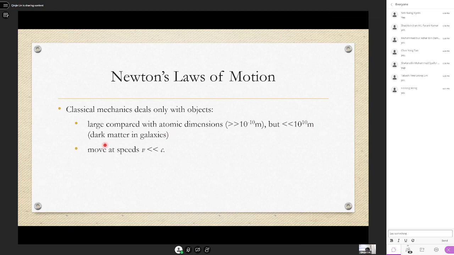And then also, whatever we are going to learn is for speeds, v is velocity, that are much smaller than the speed of light. c is the speed of light. We won't talk about the speed of light in this module, okay? But for us to apply Newton's laws, we need to know that it's only for things that are much slower than the speed of light, which is almost everything that we can see with our eyes, right?